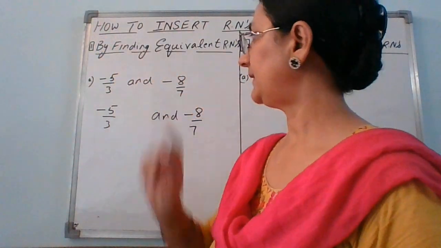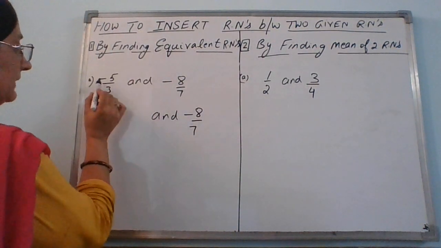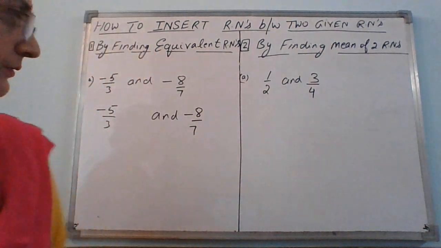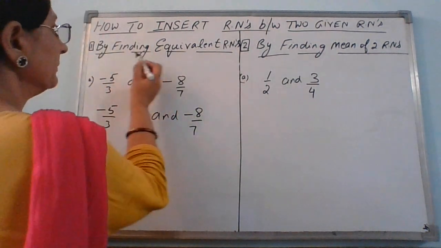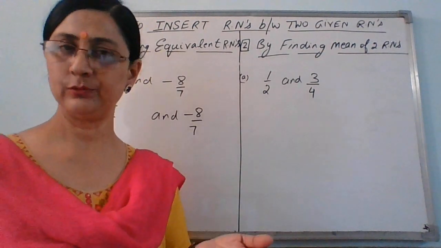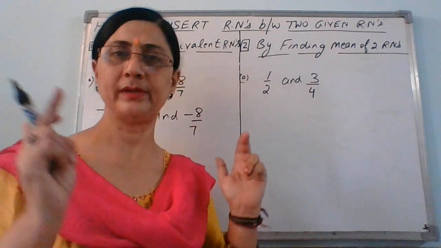Okay, now see here, I have taken the example: find rational numbers between minus 5 by 3 and minus 8 by 7, right? So now see what we do by making the equivalent rational numbers. How do we make them equivalent? We have to make the denominators equal, right? So that we can compare the numerators, right?